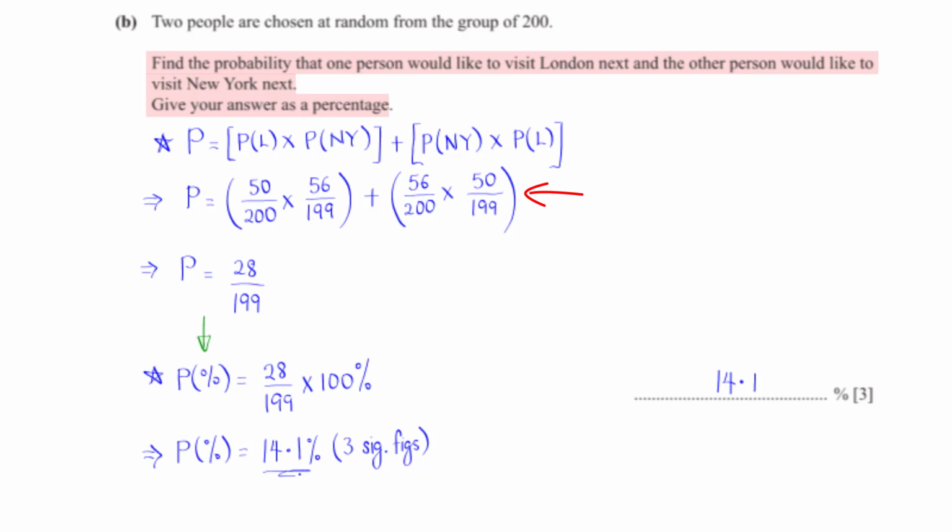The probability that the first person picked would like to visit New York is 56 over 200, and the probability that the second person picked would like to visit London is 50 over 199. When we type this expression into the calculator, we get 28 over 199. To convert this into a percentage, all we need to do is multiply 28 over 199 by 100%, and this gives us 14.1%.